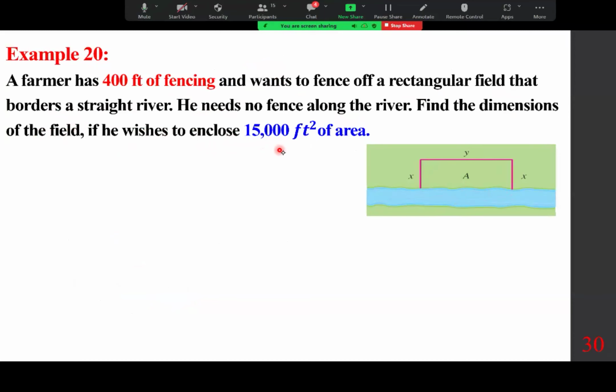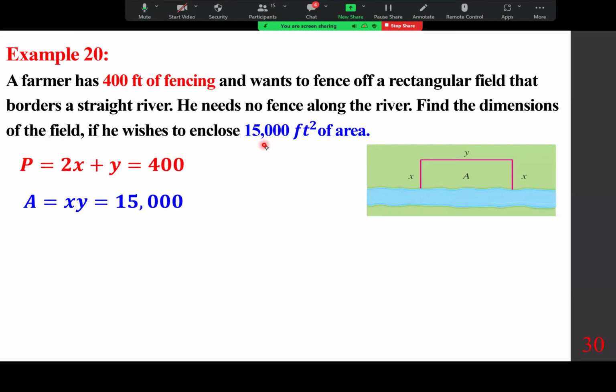So let's plug in x, y, and here's the area. So the perimeter is x and y. Normally it's 2x plus 2y, but this side doesn't need it. So 2x plus y equals 400. That's the concept of the fencing. The area is x times y, 15,000 square feet.